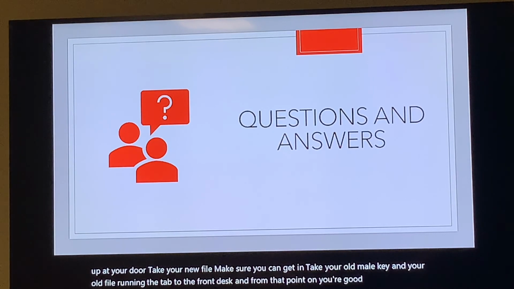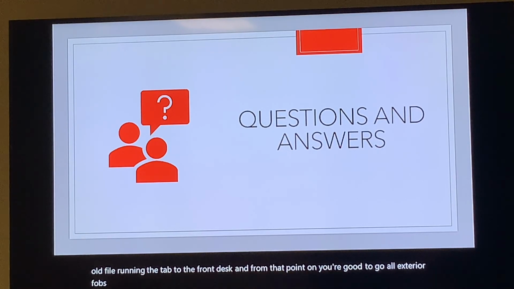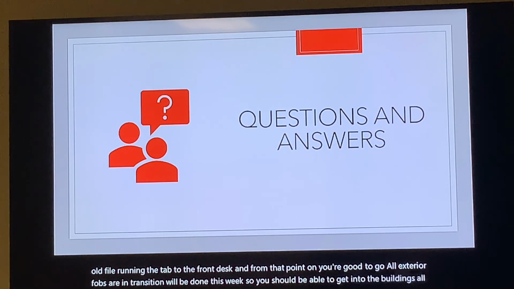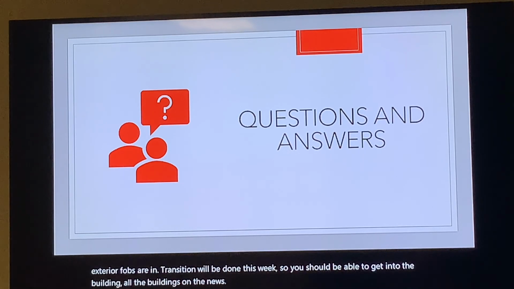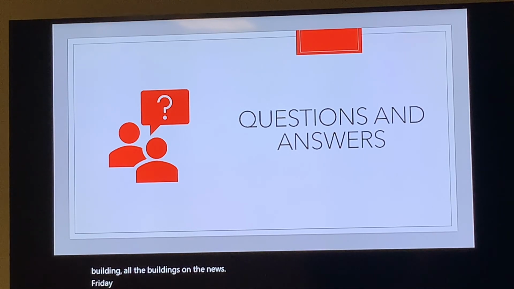All exterior fobs are in transition and will be done this week. So you should be able to get into all of the buildings on the new fob effective Friday night. Is it different from the old ones? Yes. All right. Thank you very much.